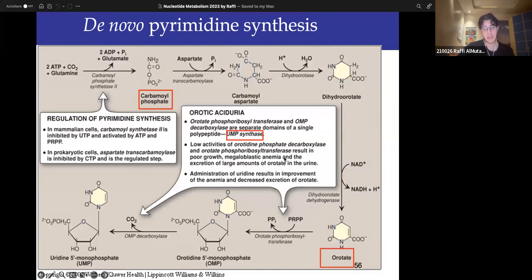But basically, UMP synthase is composed of OPRT and OMP decarboxylase. So I would say remember them just in case. Most likely they'll stick to UMP synthase, but if you can remember them, remember them. That's what I would suggest.